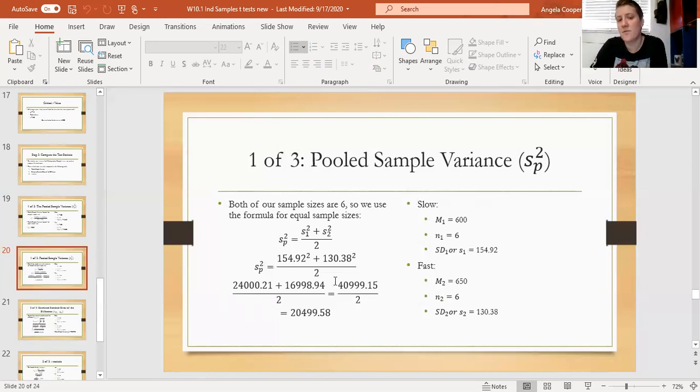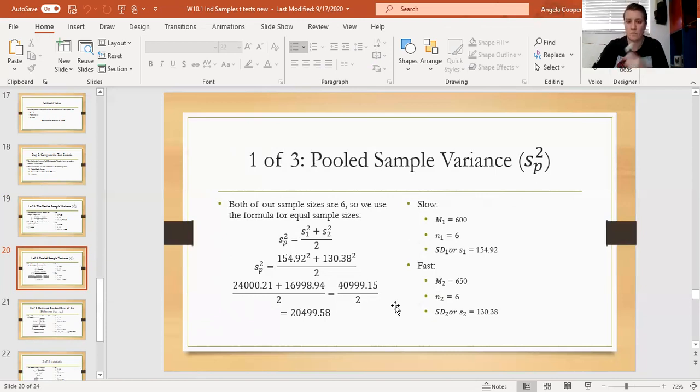I've done the math here, but I've written it out just so you guys can kind of follow along. That 154.92 squared is 24,000.21, and 130.38 squared is 1,698.94. When you add them and then divide by 2, that gives us a pooled sample variance of 20,499.58. I'm just going to write that down. 20,499.58. That's our pooled sample variance. Okay.